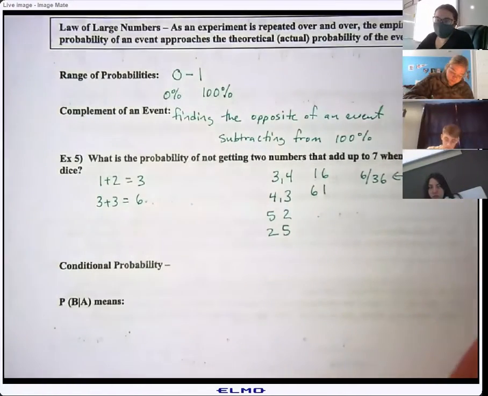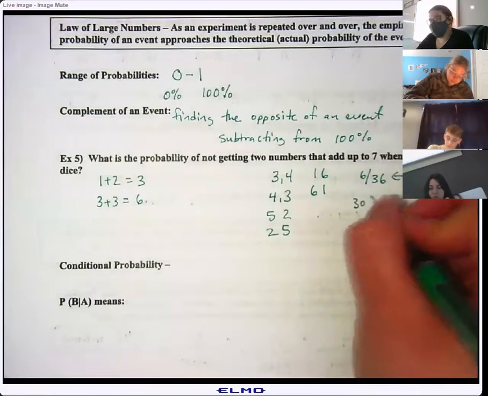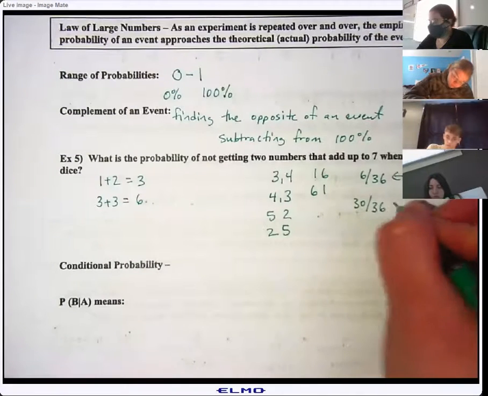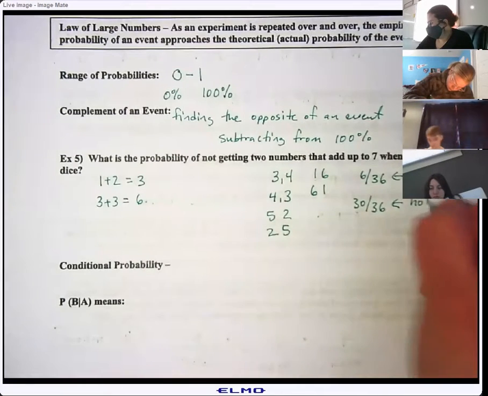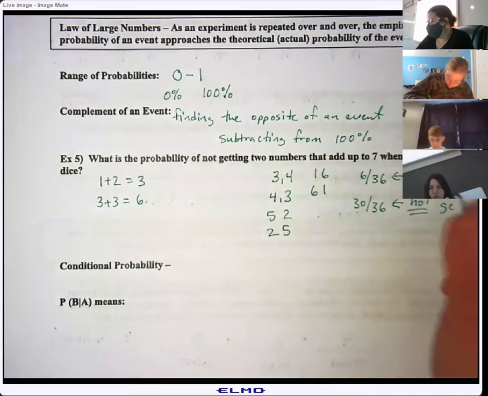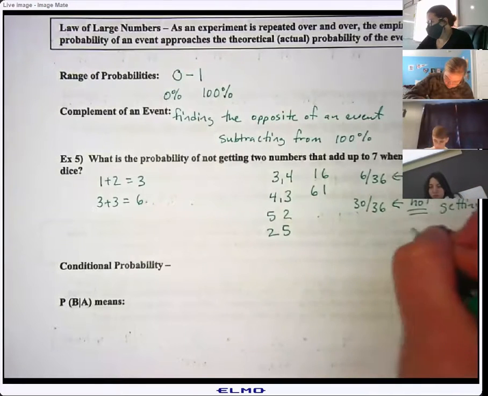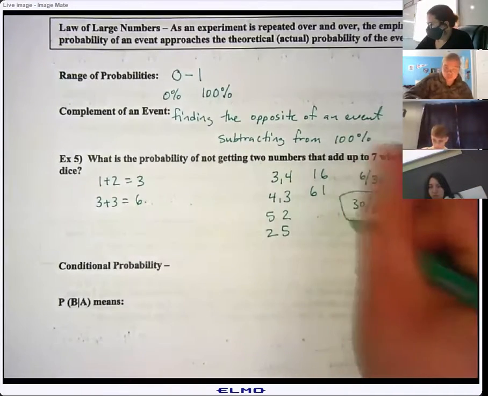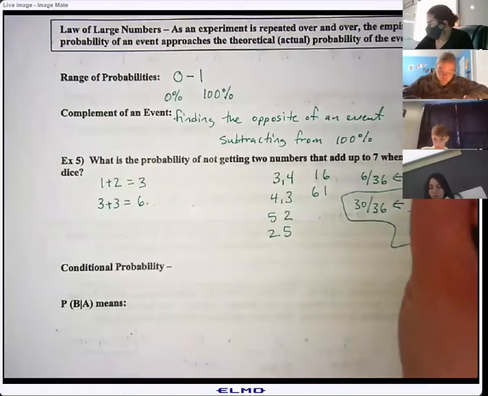So what are the chances of not getting a 7 then? 30 out of 36. So you see how I'm kind of subtracting from the whole? That's called a complement when you figure out the opposite of what you want. Because it's faster.